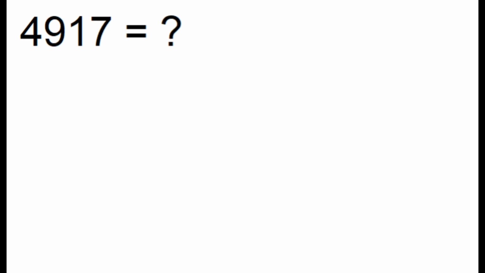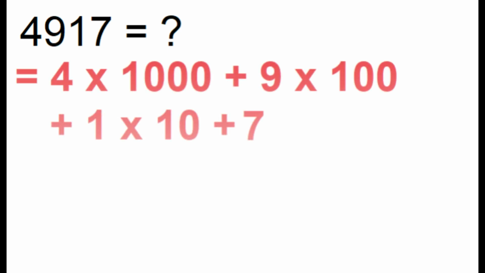Let us continue with an exercise. Consider the number 4917. What does it represent? Think carefully and write your answer. Have you found it? This number consists of 4 thousands, 9 hundreds, 1 ten, and 7 units.